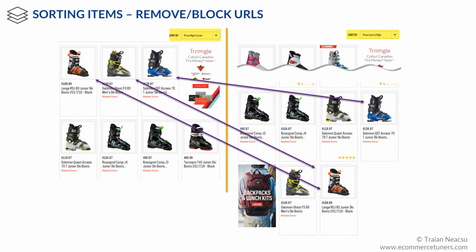In this example, the ski boots listing can be sorted in two directions: price high to low and price low to high. When items can be sorted in two directions, the first product on the first page, sorted high to low, becomes the last product on the last page, sorted low to high. The second product on the first page then becomes the second to last product on the last page, and so on. Depending on the number of items you list by default and how many products are listed, you may end up with exact or near duplicates.